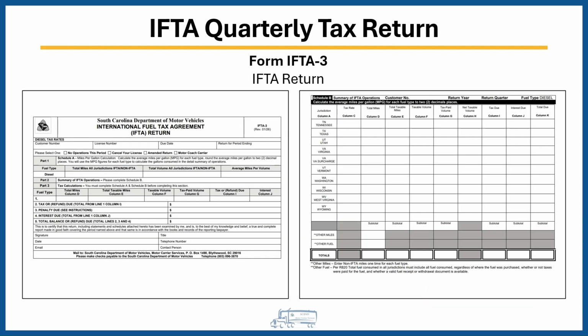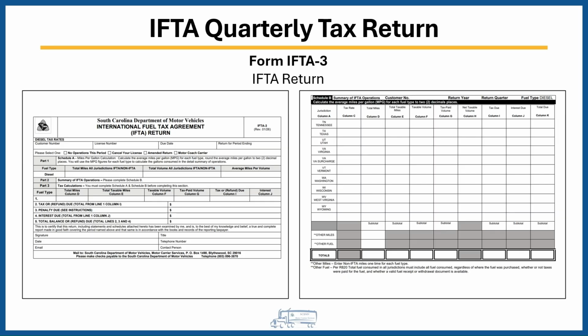When filing IFTA tax returns every 3 months, the form required when filing through the mail is the IFTA 3. Please be aware that IFTA tax returns may only be filed by mailing the return to the SCDMV or by filing online through the trucking portal on the SCDMV's website.